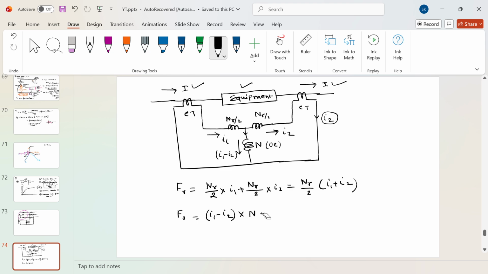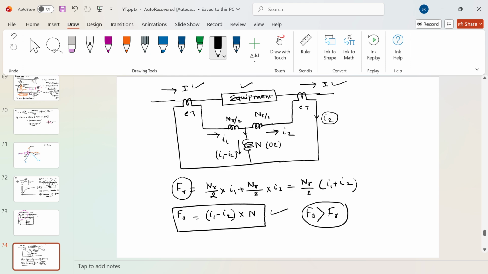So what we do is, if the MMF created by the operating coil, FO, is more than the MMF created by the restraining coil, FR, then the relay will operate and send a signal to the circuit breaker to trip it. This is what we call a percentage differential relay or biased differential relay. This is how we can avoid the maloperation of the simple differential relay. So this is what I wanted to discuss. If you have any doubt, you can ask me in the chat. Thank you.